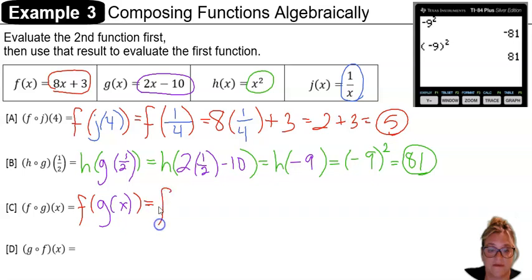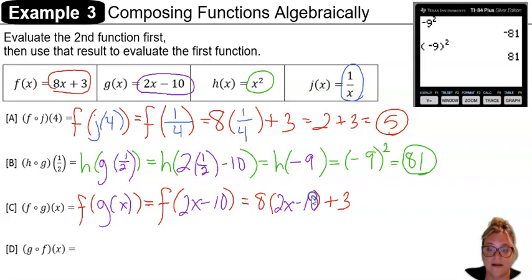So that's taking the function f and substituting in the function g, which is 2x minus 10. So our function f is 8x plus 3. So we'll have the 8, we'll leave a space for the x, plus 3. And in place of that x, we're putting in 2x minus 10 from our function g.